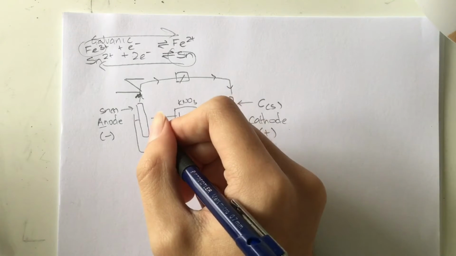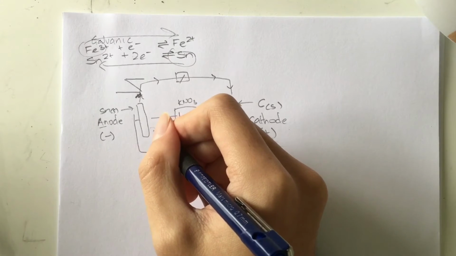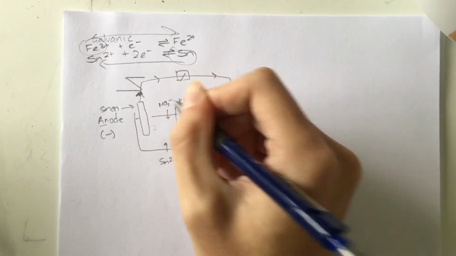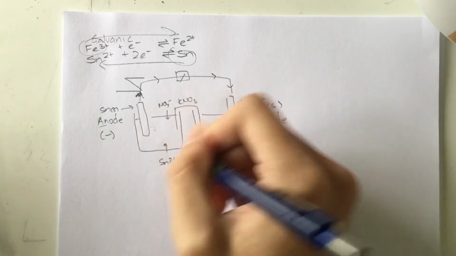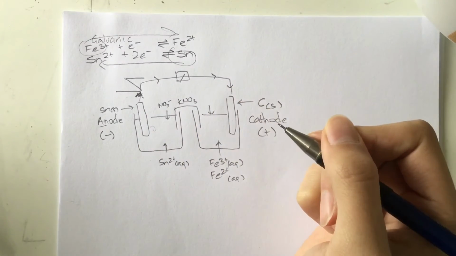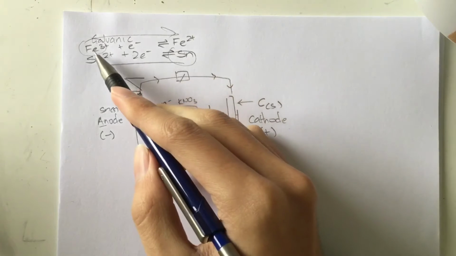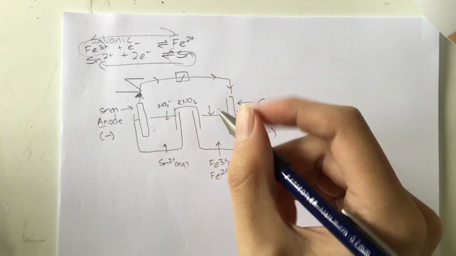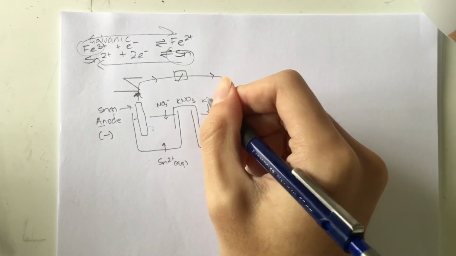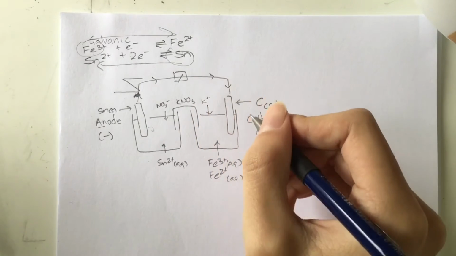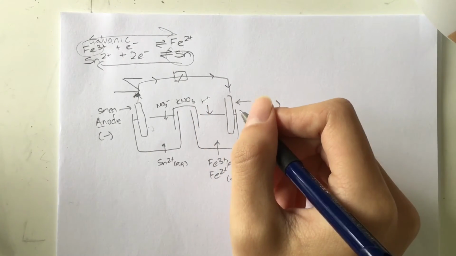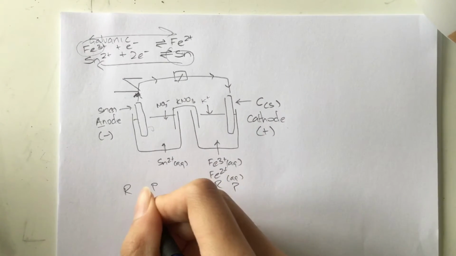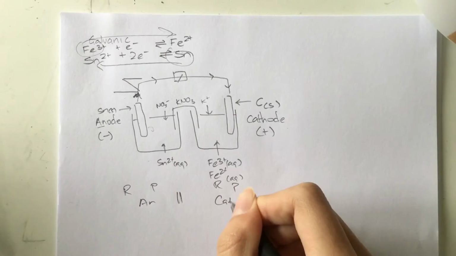As tin loses electrons, more Sn2+ enters. So to balance out the charge, the NO3- will go into this half cell. And when Fe3+ reduces to Fe2+, the positive charge will decrease, so more positive potassium ions will enter. And it's reactant, product, that's the anode, and that's the cathode.